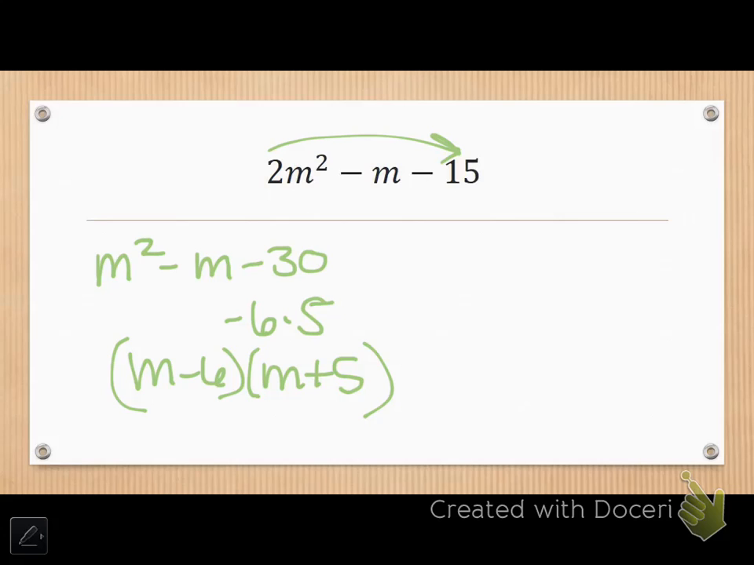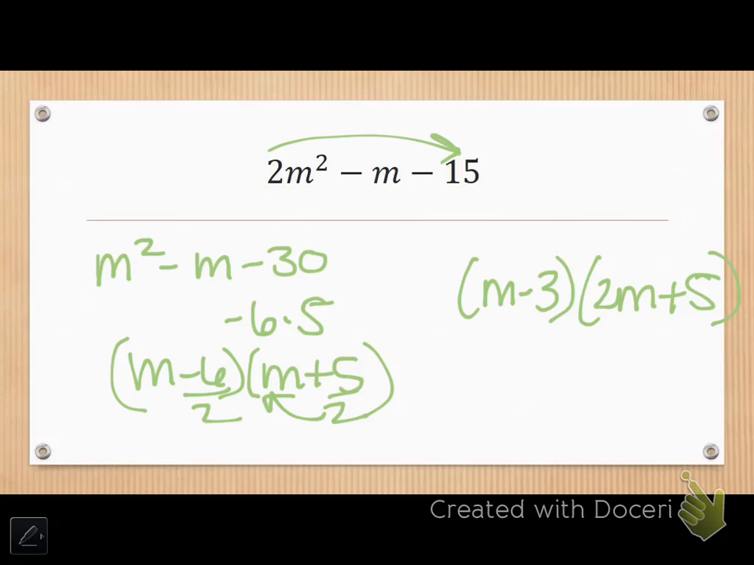I sent a 2 back, so we're going to divide everything by 2. So I'm going to get m minus 3, bottoms up, 2m plus 5.